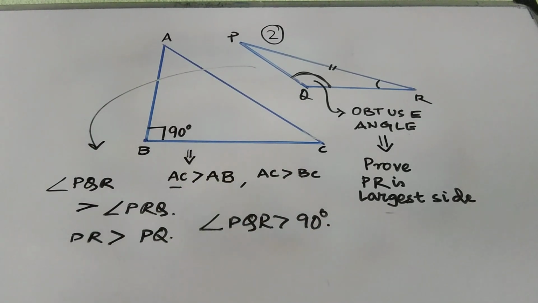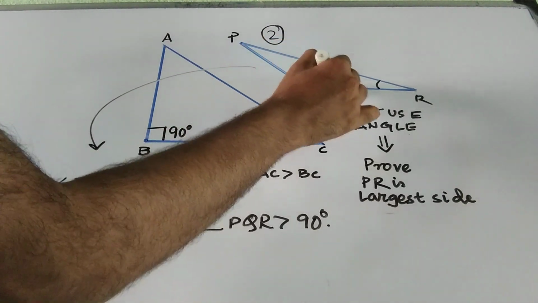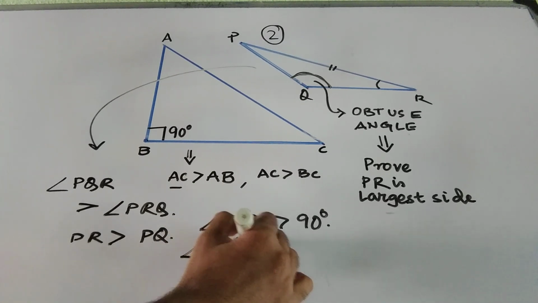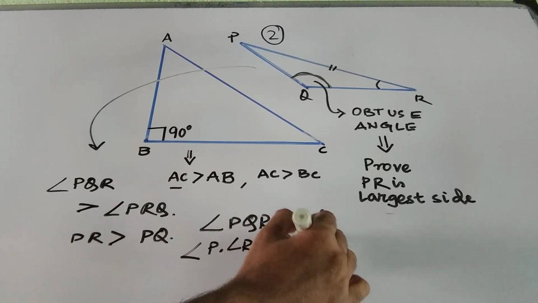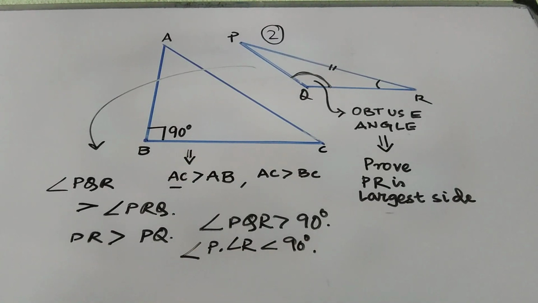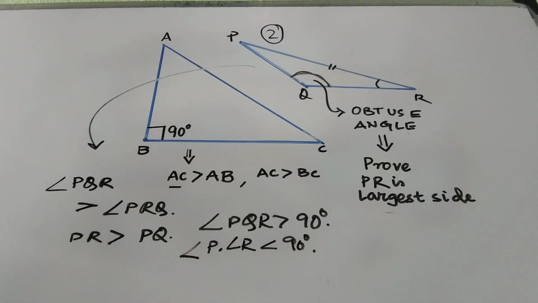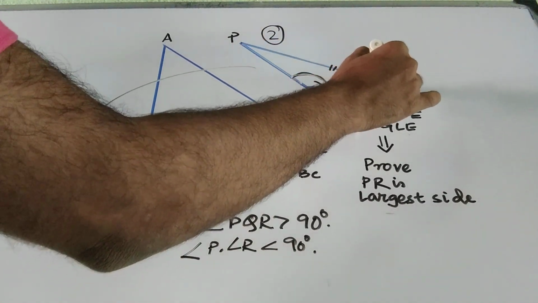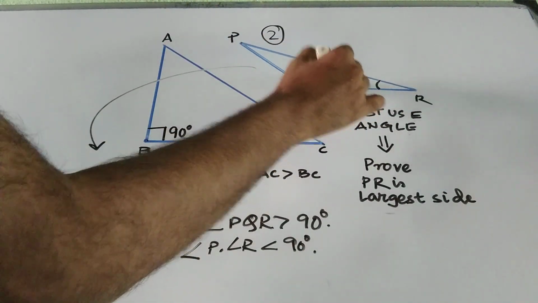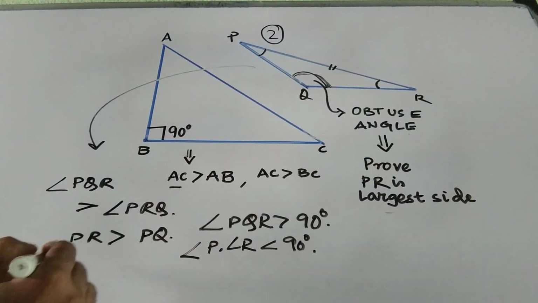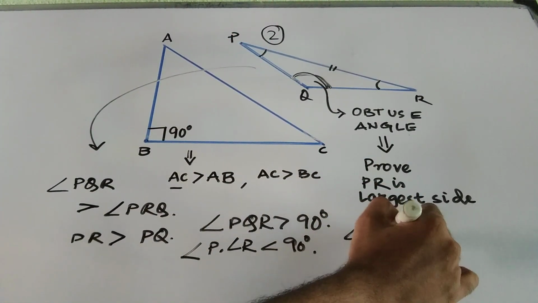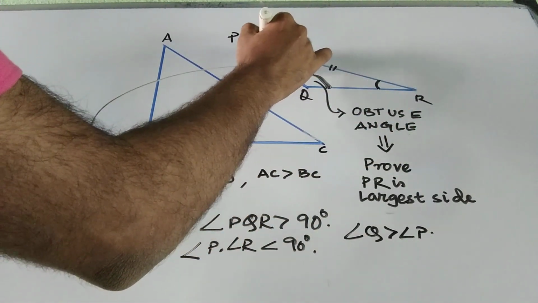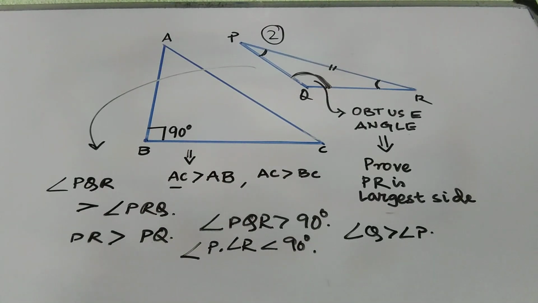Now we know that the sum of three angles of a triangle is 180 degrees. So obviously angle P and angle R must be less than 90 degrees. That means they have to be acute angles. What does that signify? That signifies that angle Q is greater than angle R, as well as angle Q is also greater than angle P, because this is greater than 90 degrees and these two are acute angles, that means they are less than 90 degrees.